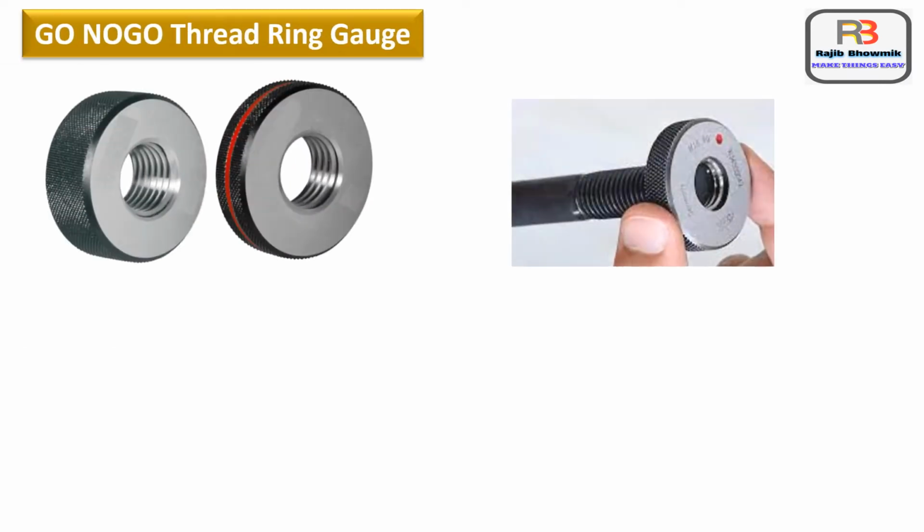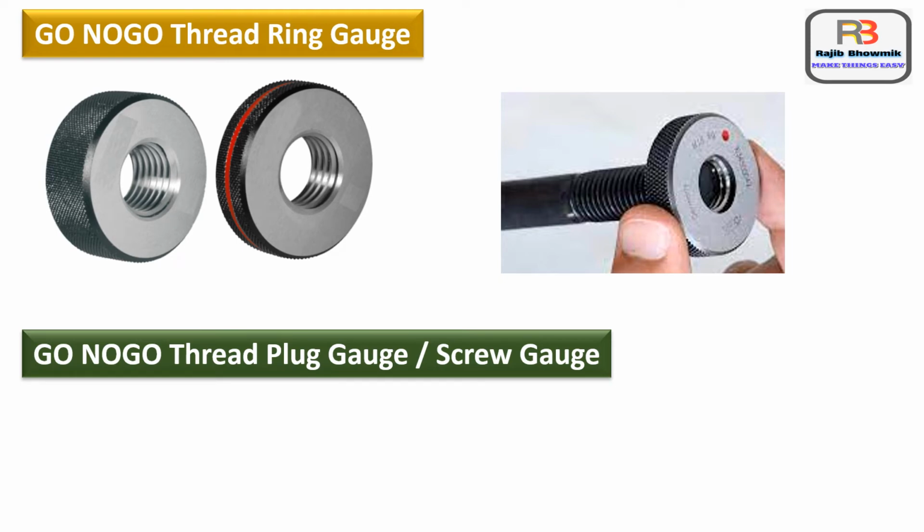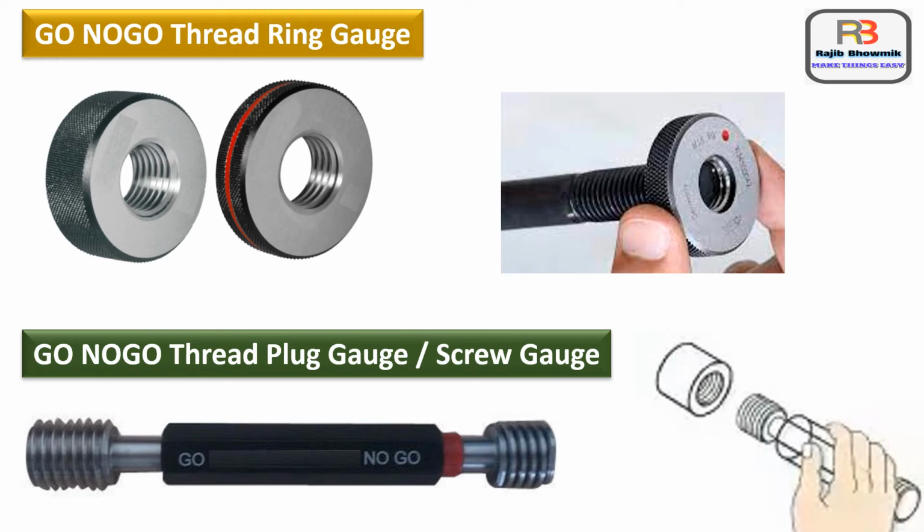Go no go thread ring gauge. These gauges are used for external thread checking. Then go no go thread plug gauge or screw gauges. These gauges are used for internal thread checking.